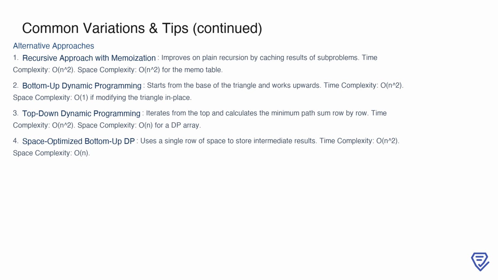Alternatively, top-down dynamic programming involves iterating row by row from the top of the triangle. While it also has a time complexity of O(n squared), it typically requires O(n) space for a DP array. Lastly, a space-optimized bottom-up approach uses just a single row to store intermediate results, maintaining O(n squared) time complexity but reducing space complexity to O(n). Each approach has its strengths, so choosing the right one depends on the specific constraints and requirements of the problem.